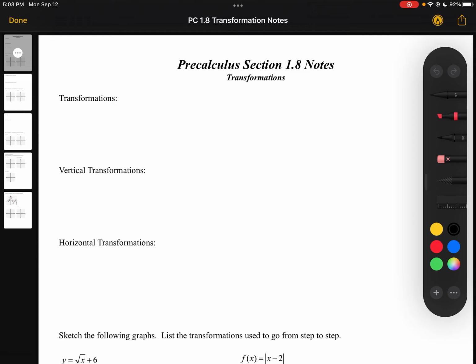So the first thing, transformation. What is a transformation? This is just the process of manipulating a function in the coordinate system.